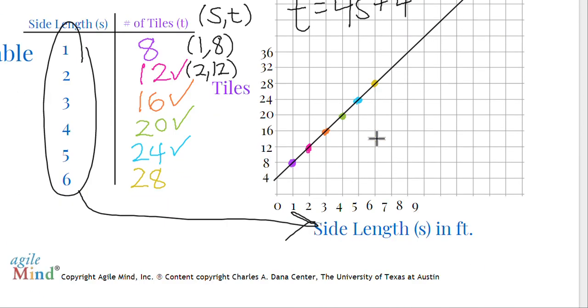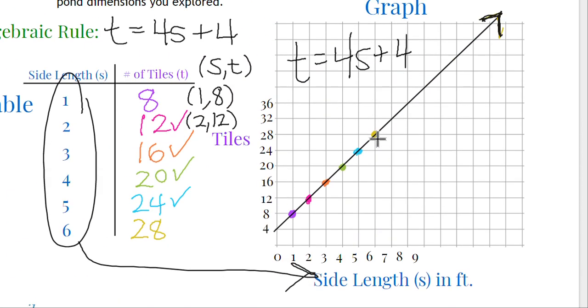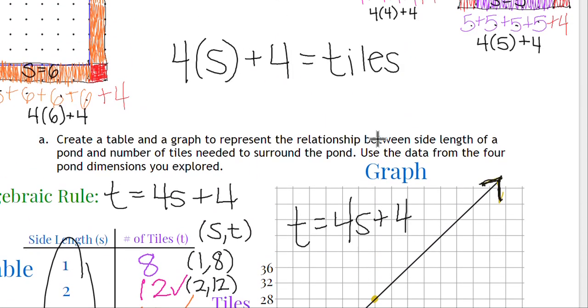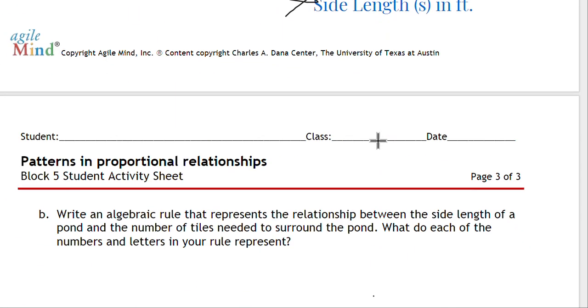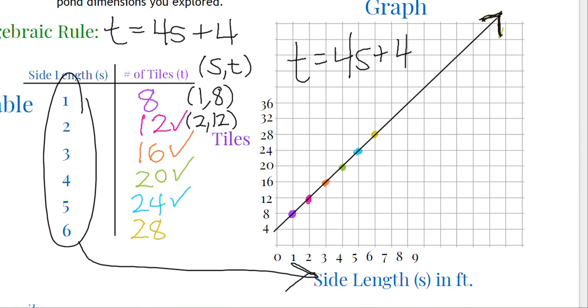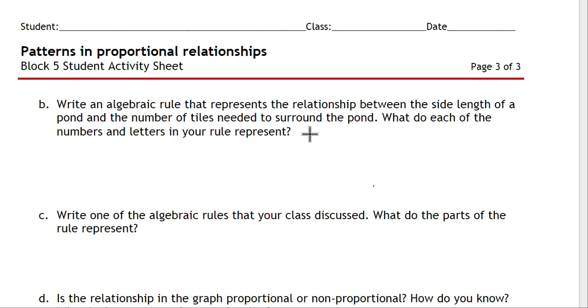Okay, so let's move on to the last part of question 3. This is the never-ending lesson. So this first part, letter B, asks us to write an algebraic rule that represents the relationship between the side length of a pond and the number of tiles needed to surround the pond. So hopefully you realize that we've already done this. So we're going to come up and steal this 4s plus 4, t equals 4s plus 4. And we're going to use this for part B. So I'm going to write t equals 4s plus 4.